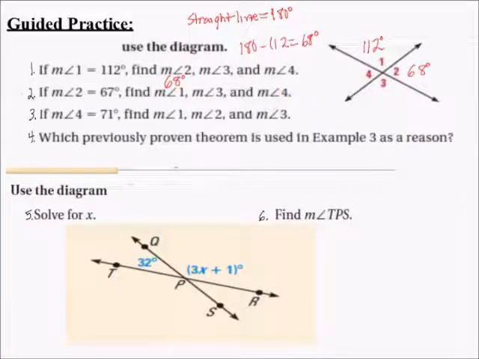Vertical angles theorem, 1 and 3 have to be the same, so I automatically know, because of that theorem, that angle 3 is 112 degrees. And then vertical angles theorem again, 2 and 4. So 2 and 4, 4 has to be 68 degrees. Okay?